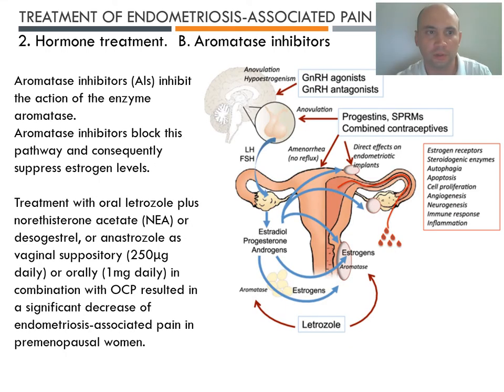Aromatase inhibitors inhibit the action of the enzyme aromatase. Aromatase inhibitors block this pathway and consequently suppress estrogen levels. Treatment with oral letrozole plus norethisterone acetate or desogestrel, or anastrozole as a vaginal suppository or orally in combination with oral contraceptive pills, resulted in significant decrease of endometriosis-associated pain in premenopausal women.